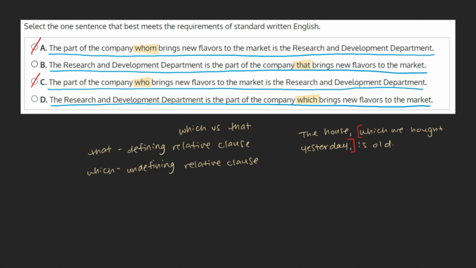In the sentence, the house that we bought yesterday is old, we're talking specifically about the house bought yesterday and not a month ago or a year ago. Removing that we bought yesterday removes the clarity and point of the sentence.